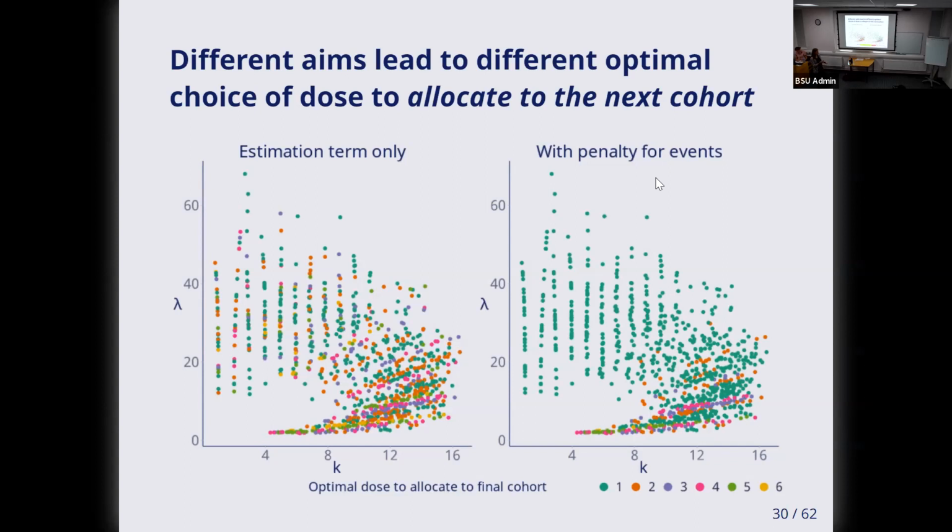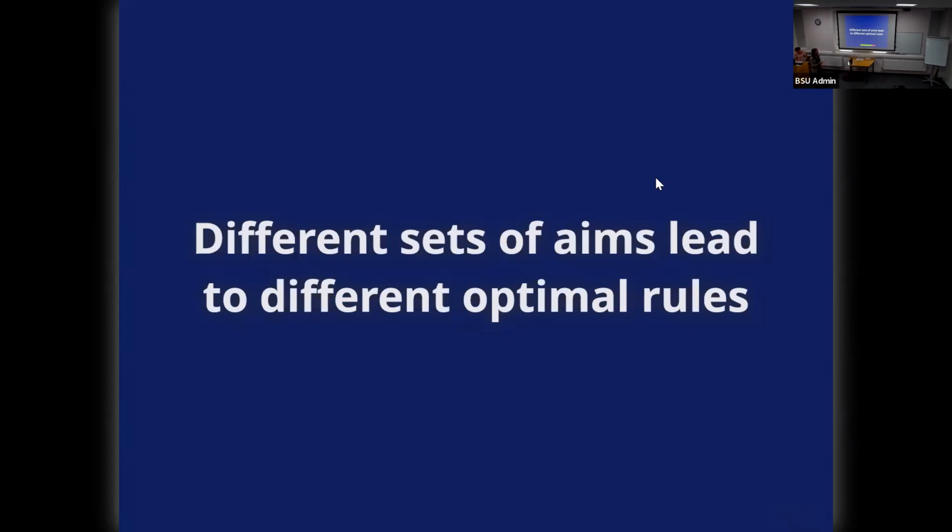This area of the plot corresponds to very toxic scenarios where there are lots of events at high dose levels. So we probably wouldn't have these happening in real life anyway, but we're calculating it for every possible data set, so they're in our state space. Yeah, so this is just highlighting that different sets of aims lead to different optimal rules, and that's why it's important to properly think about the aims up front and then choose the trial design with those aims in mind so that you get one that meets those aims.